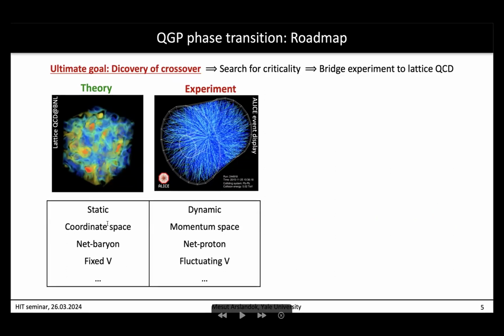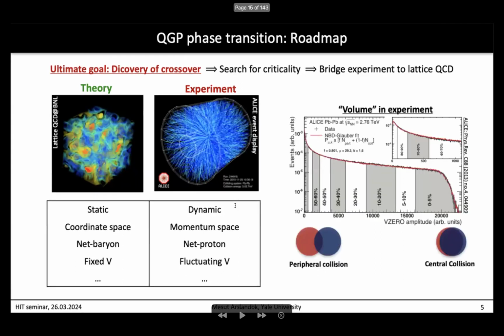In one case, you deal with the coordinate space, in the other, you are in the momentum space. In one case, you can use baryons, you have got full freedom. So that's why you can access net conserved quantities like net baryon number. But in experiments, you cannot do that because not all particles can be measured. So there are many things that you have to assume.